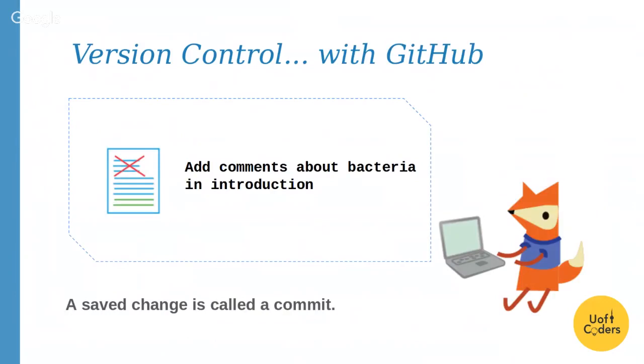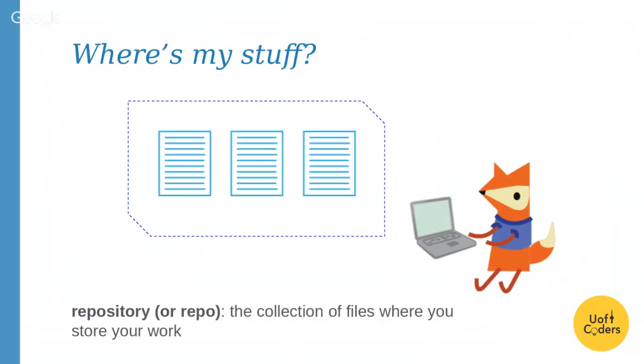When you save a change in Git or GitHub, it's called a commit. It just is. A lot of the names of things in Git are kind of weird. And the files that are under version control with Git live in a repository, or repo. So when you hear people talk about repos, like on GitHub, it's basically a folder that's under version control altogether.